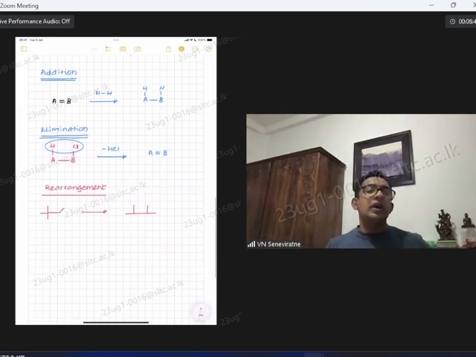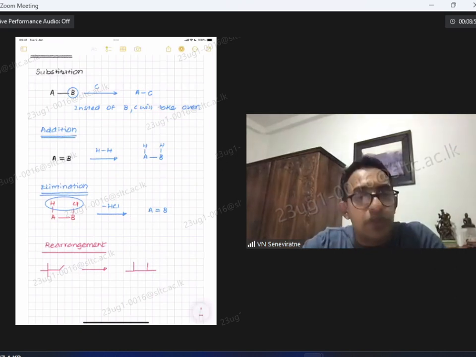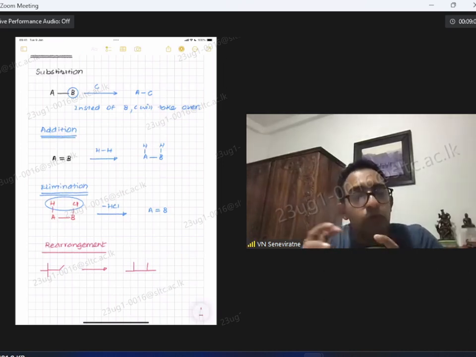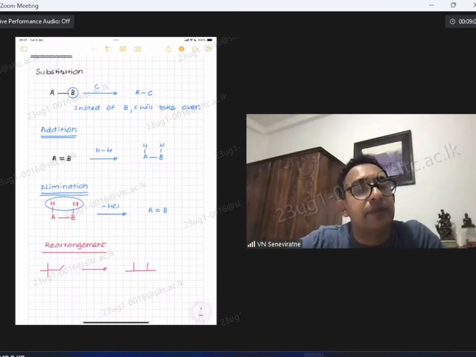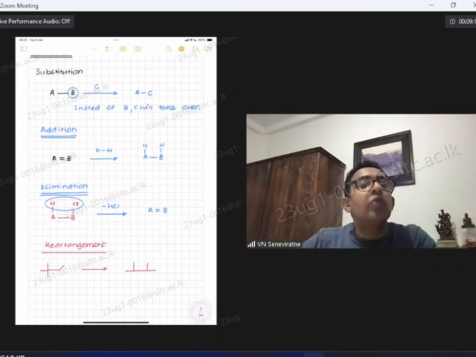So these are the four types of mechanisms that you have: substitution, addition, elimination, and rearrangement. Substitution means you replace it with some other group. Addition means you add multiple atoms newly. All the old atoms are there, but then new atoms are being added. Elimination means some of the old atoms are completely removed. Rearrangement means the carbon skeleton is now completely changed. So that is what you have as rearrangement.